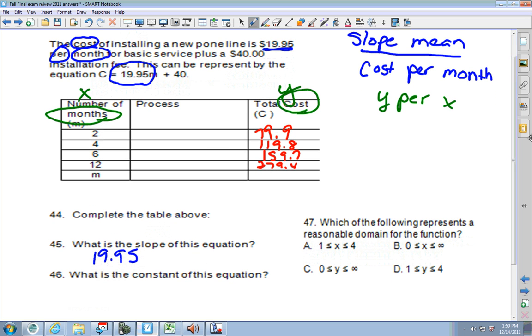Next, what is the constant? Which number is the constant? That's that one-time charge right here, which is 40. What does a constant represent? In this case, the 40, it's the installation fee.